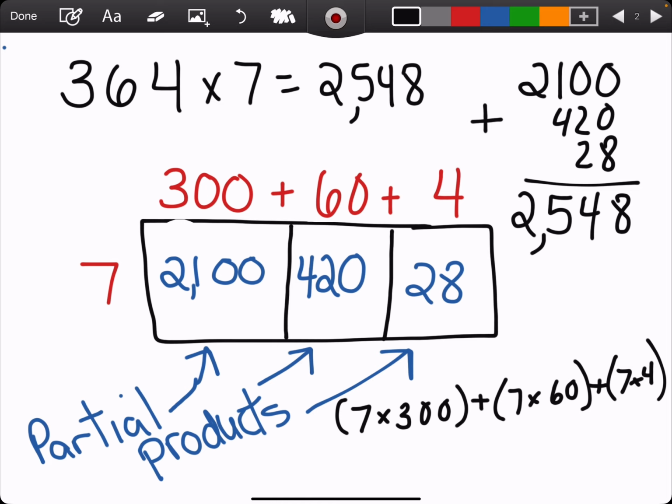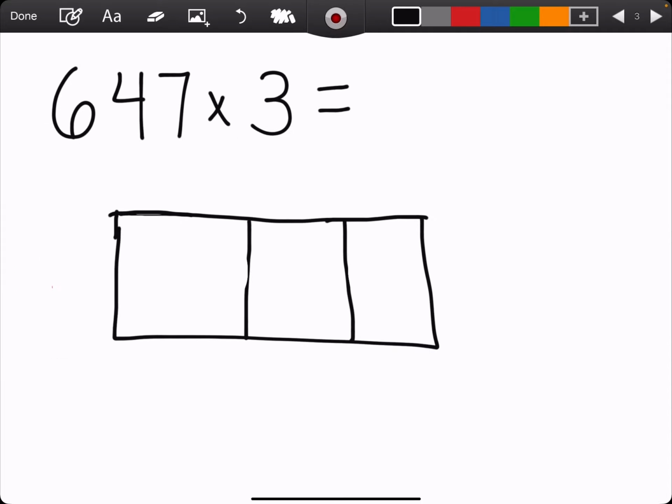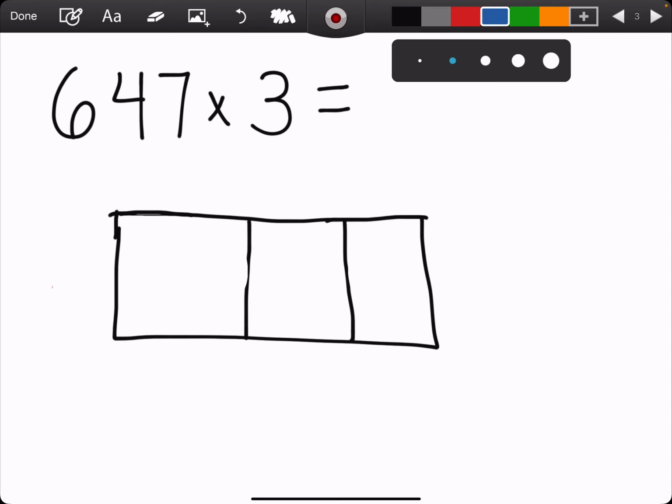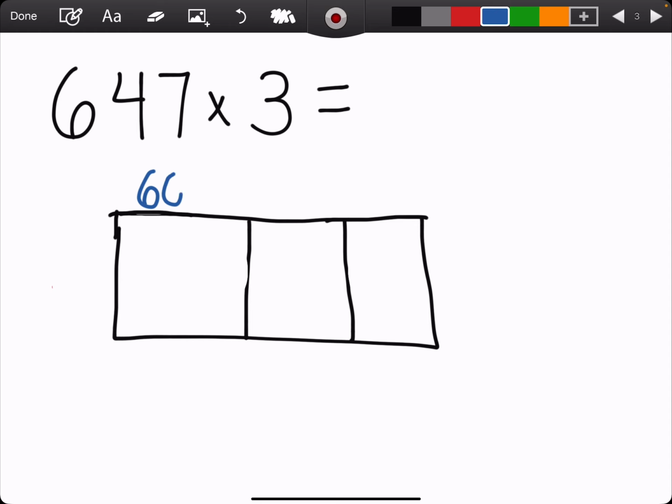All right. Now, let's go to the next problem. We have 647 times 3. Okay, let's break this up. 600 in the hundreds, good. 4 is worth 40. 600 plus 40, and the 7 in the ones is just worth 7. I'm multiplying it by 3.